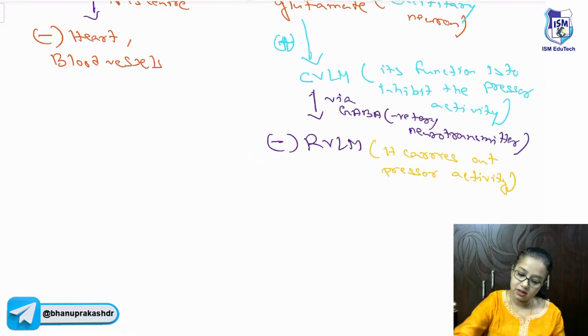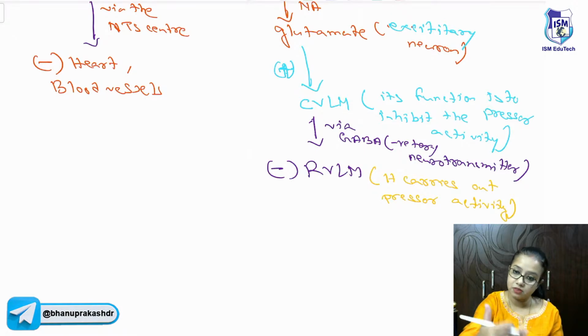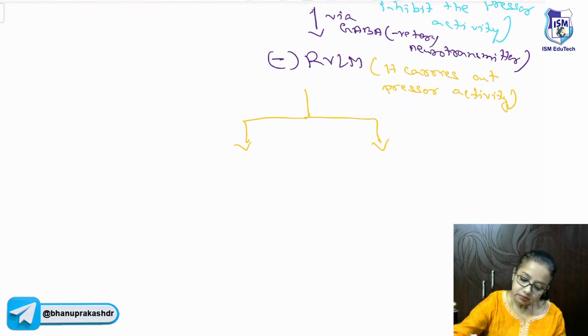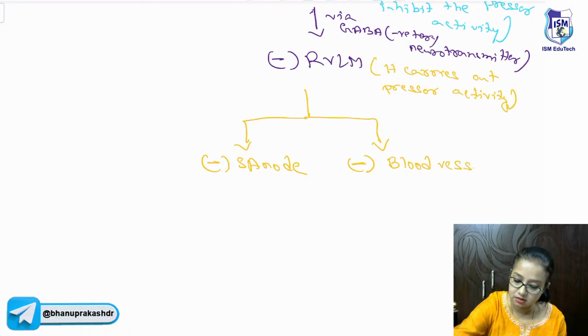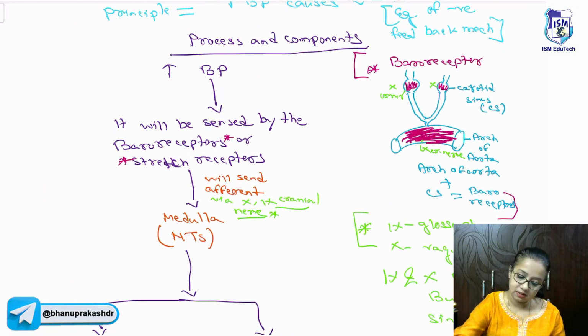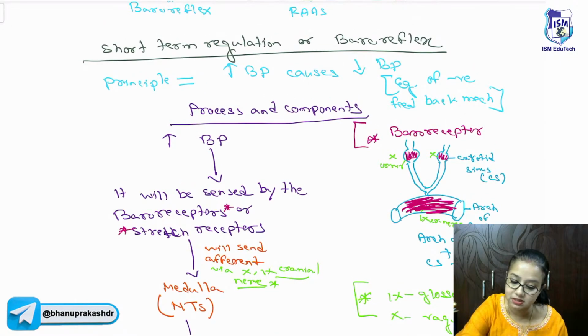Okay. Now, when this happens, again, via the parasympathetic nerve route, once again, it will inhibit the SA node and it will inhibit the blood vessel. Okay. So, if we see it again, what did we see? Increase in the blood pressure decreases the blood pressure.